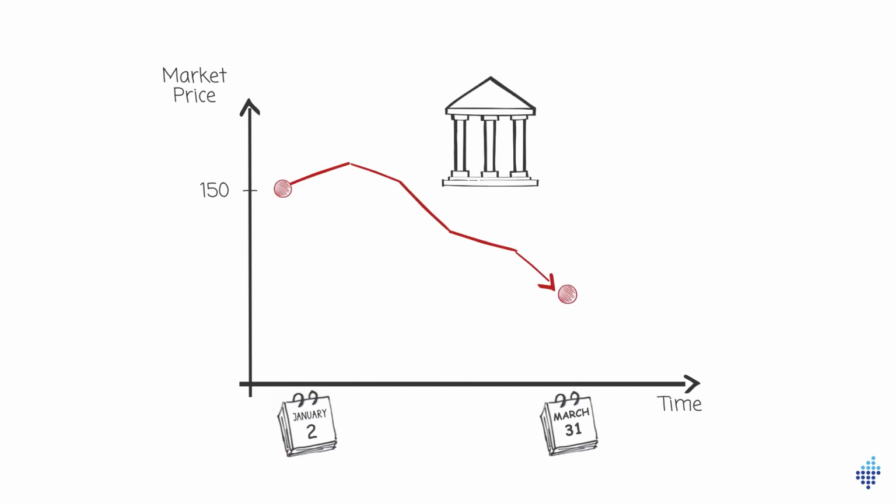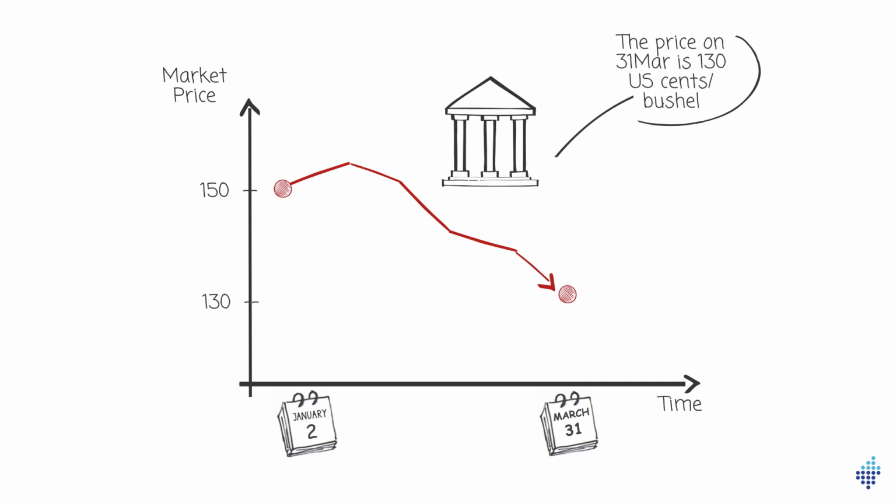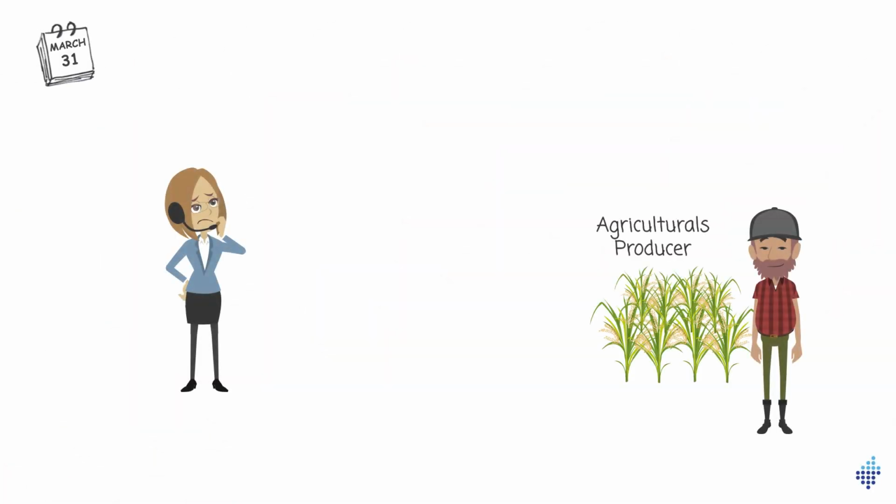Agricultural prices declined, and by the end of the period, the cash price quoted in the exchange is 130 US cents per bushel. It is now the 31st of March, and the trader receives the physical agricultural commodity from the supplier. The market value of the commodity is now 130 US cents per bushel, 20 cents lower than the price agreed for this deal.